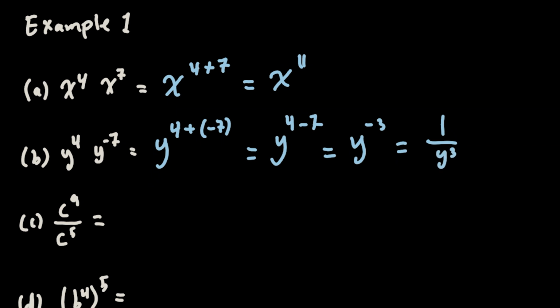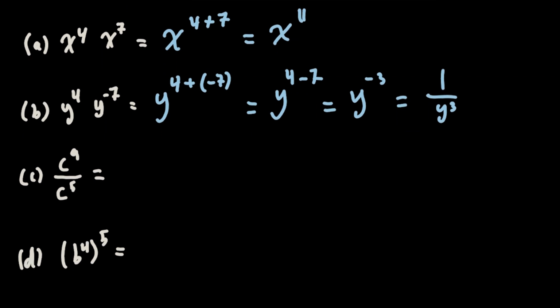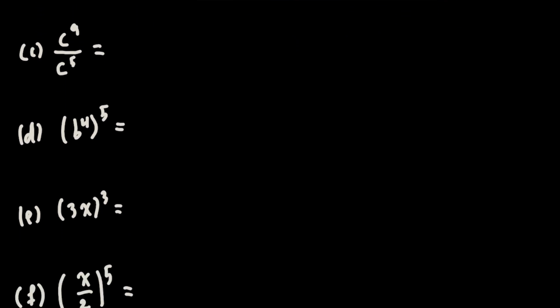We don't like the powers to be negative. We always love them to be positive numbers. Let's see part C. So here we have c to the power 9 over c to the power 5. So in division, we'll just subtract the powers. So here we will have c to the power 9 minus 5, and that would equal to c to the power 4. And this is the last answer.